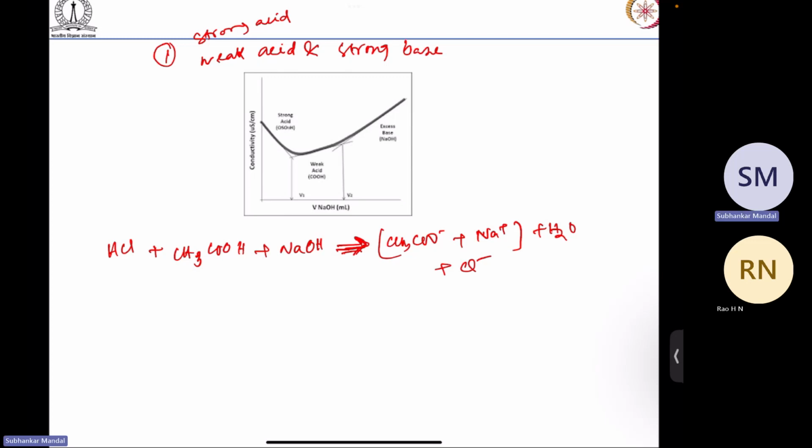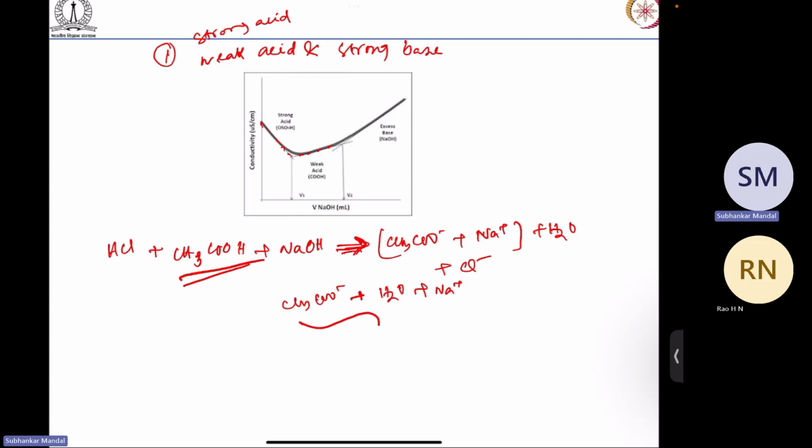So basically in the strong acid, whatever we have observed, the conductivity is linearly decreasing with NaOH because H plus is being consumed. After that, acetic acid is there, which is a weak acid. When you are adding NaOH, it will dissociate, and CH3COO minus is forming, plus H2O plus Na plus is forming.